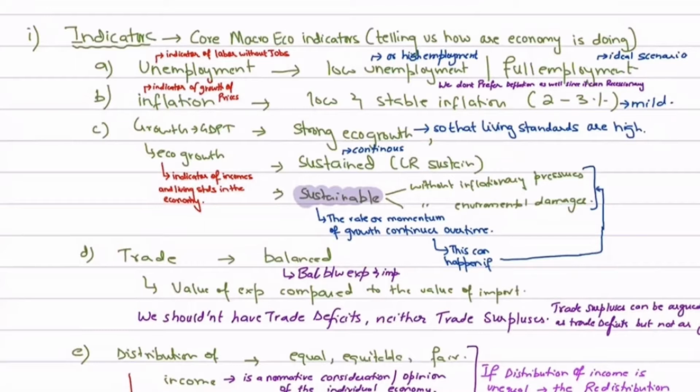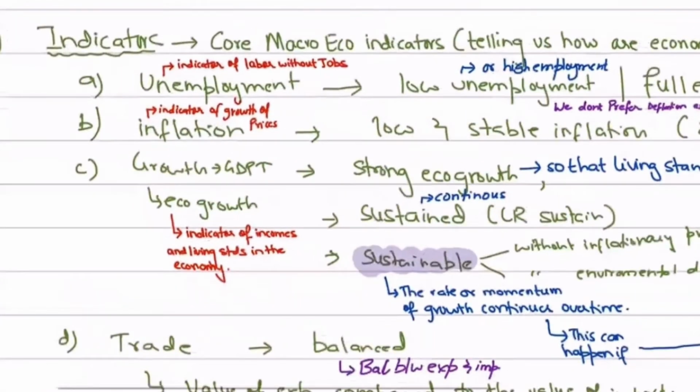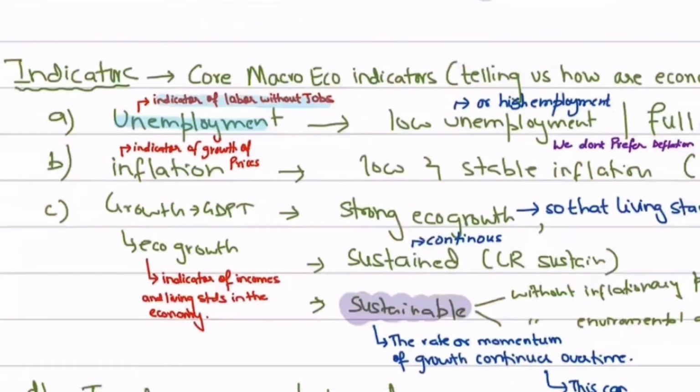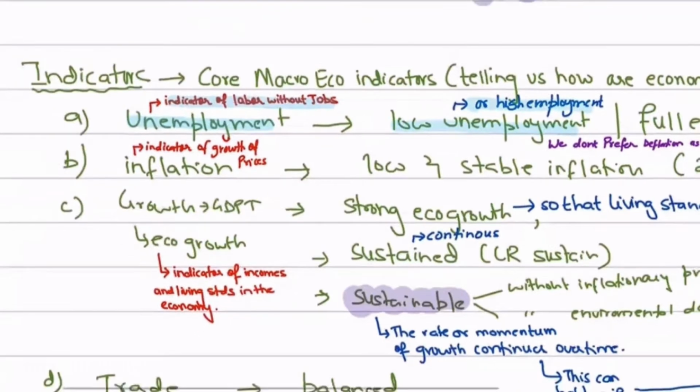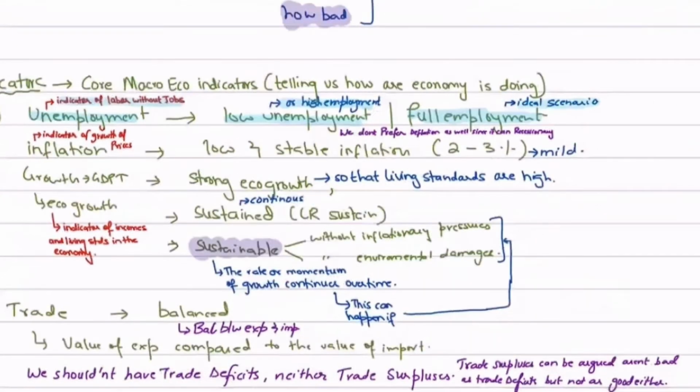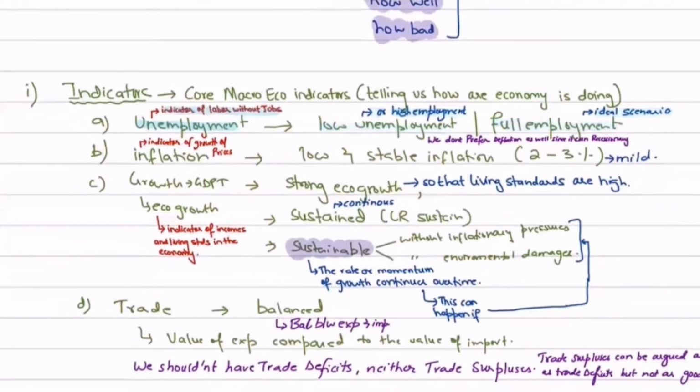So for instance, let's say our first indicator is unemployment, right? So unemployment is going to indicate how much of the labor is without jobs. So what should be our macroeconomic objective? Our macroeconomic objective should be that we should have low unemployment, or we can say high employment. But the ideal scenario would be that we should have full employment. Now, this is the ideal scenario, right? Full employment means that all the labor is fully occupied, it's fully employed. So this is an ideal scenario though. But then again, the macroeconomic objective is low unemployment, or you can say high employment.